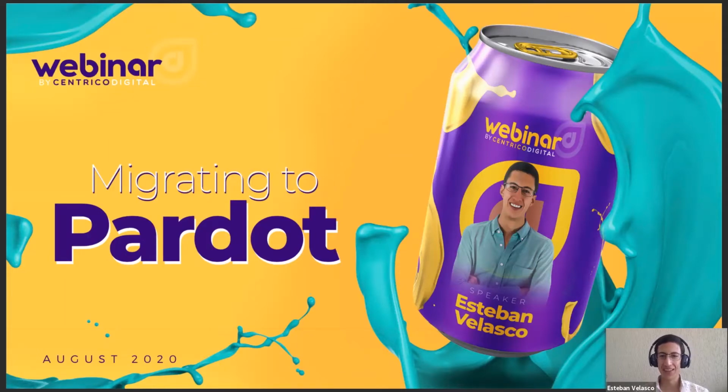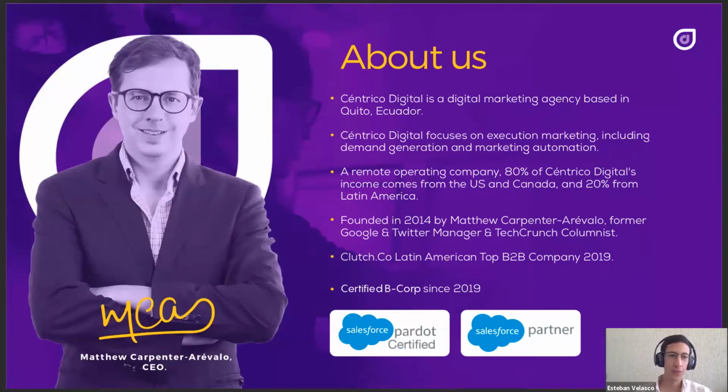My name is Esteban. I work in Centrico Digital. We are a digital marketing agency, and we're based in Quito, Ecuador. So as you know, today we're going to be talking about migrating to Pardot. Pardot is the marketing automation platform that Salesforce has. But before we get started, I wanted to tell you a little bit more about us.